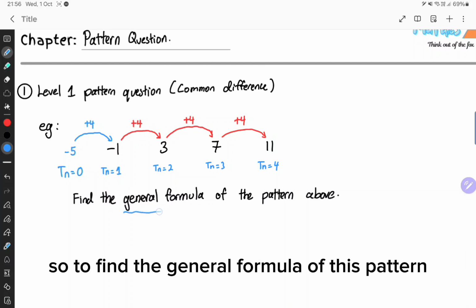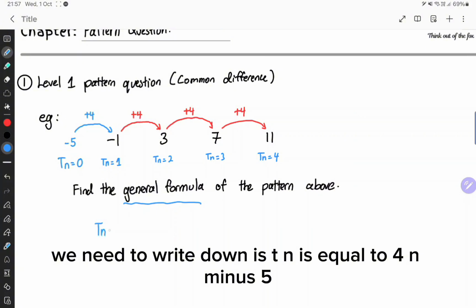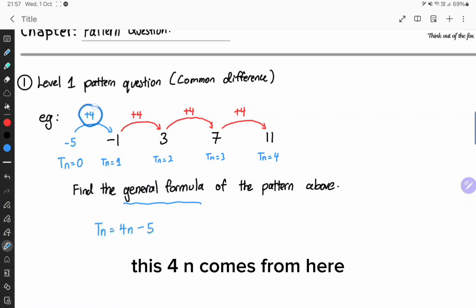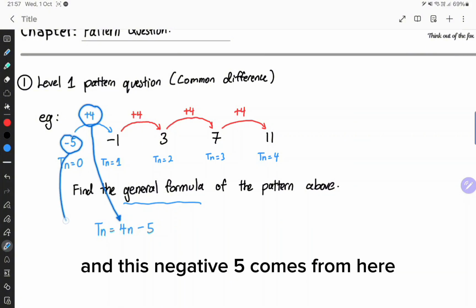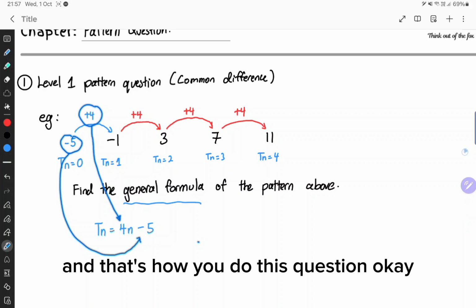So to find the general formula of this pattern above, all we need to write down is Tn is equal to 4n minus 5, where this 4n comes from here, and this -5 comes from here. And that's how you do this question.